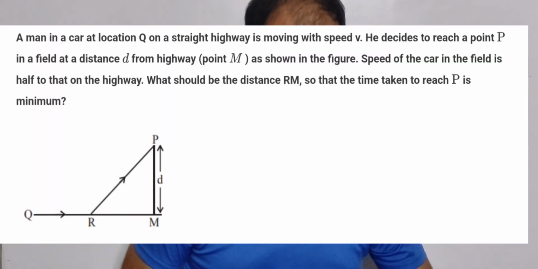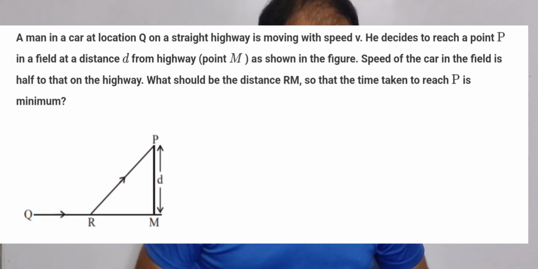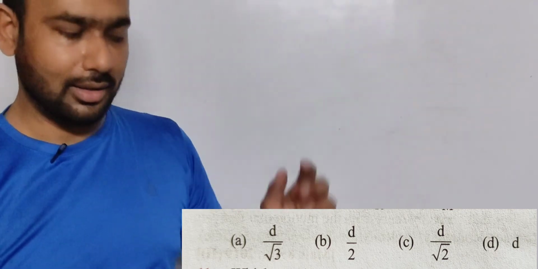Next question on your screen. A man in a car at location Q on a straight highway is moving with a speed v. He decided to reach a point P in a field at a distance d from a highway point M. As shown in the figure, the speed of the car in the field is half of that on the highway. What should be the distance QM so that the time taken to reach P is minimum? Options are given in this slide.